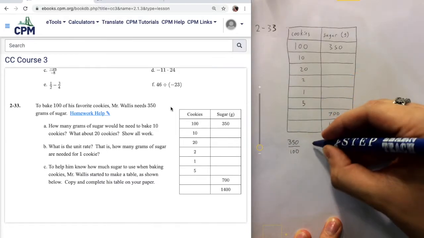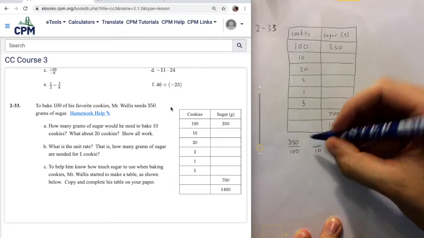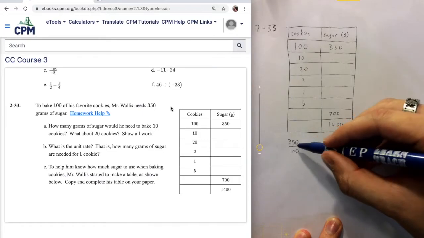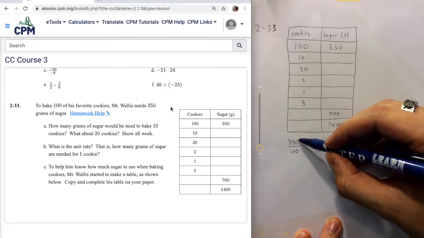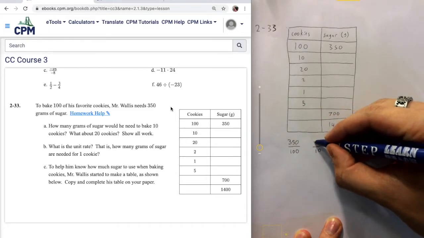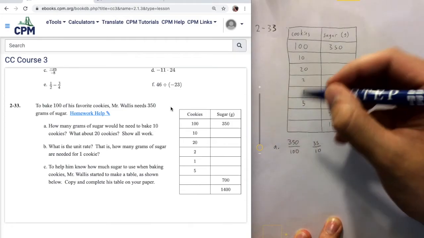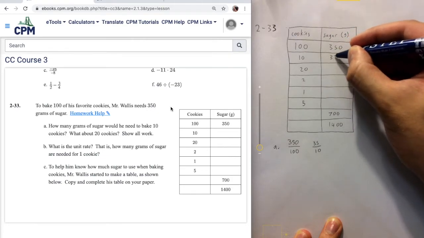So if we're only going to have 10 cookies, it's going to be 1/10 the number of cookies. So it's going to be 1/10 the amount of sugar. And 350 divided by 10, we can just take off that 0. It's going to be 35 for A. So over here, we can say 10 is going to be 35.